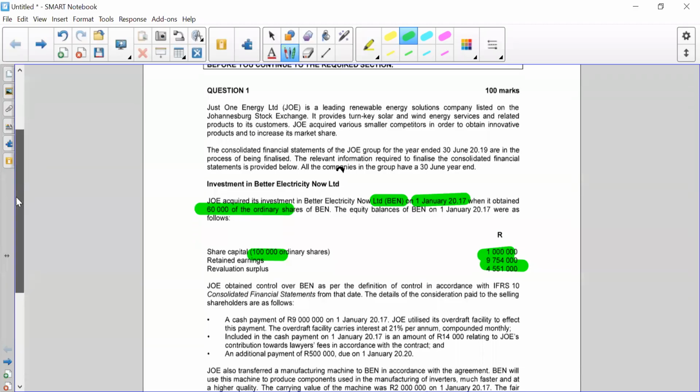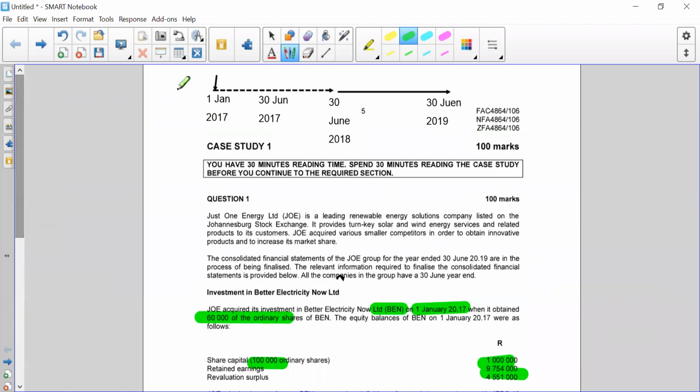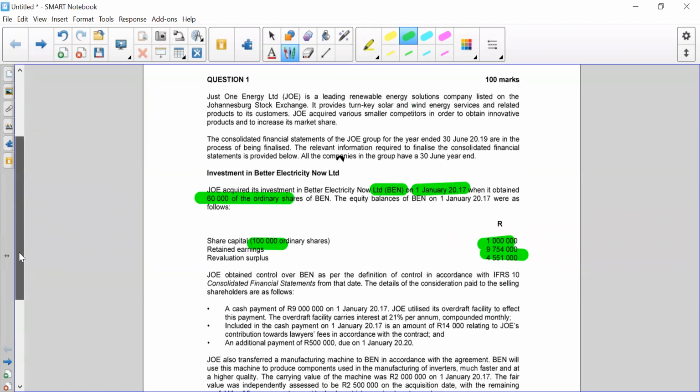And then they tell us that Joe obtained control over Ben as per the definition of IFRS 3, which is great. So we know from this date, 1st Jan 2017, we control Ben, and therefore we should be consolidating for the 6 months there, the 1 year there, and the 2nd year there.